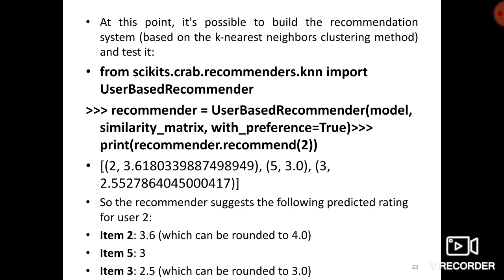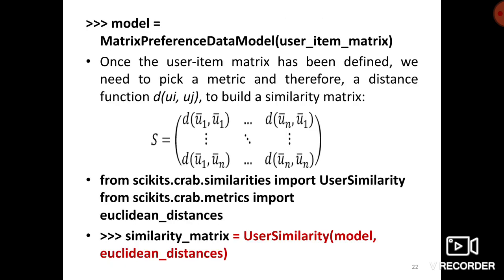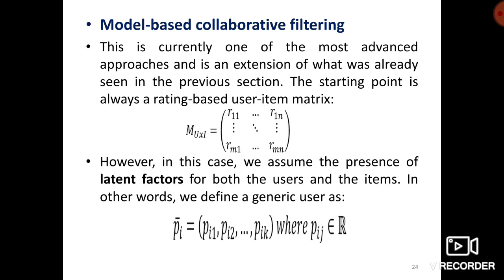So in this way we can build the user based recommendation system that suggests the predicted rating for the items too. Suppose whatever items you have taken previously, 5 items, items 1, 2, 3, 4, 5, and for the purpose of calculating ratings here we are using the user similarity model by using Euclidean distance. So when we apply the user based recommendation system, we will get the ratings for each and every item. Suppose here item 2 is rated 3.6, item 5 is rated 3, item 3 is rated 2.5. In this way we will get different ratings by using the user based recommendation system.